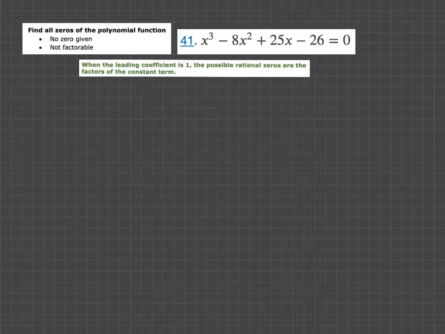Another example, we want to find the zeros of the polynomial function. Again, no zero is given. It's not factorable. We want to list out the possible rational zeros to start off with. Because our leading coefficient is 1, it is going to be factors of the constant, which is negative 26. So we're going to have a list here: plus or minus 1, plus or minus 26, plus or minus 2, and plus or minus 13. And I think that's it.